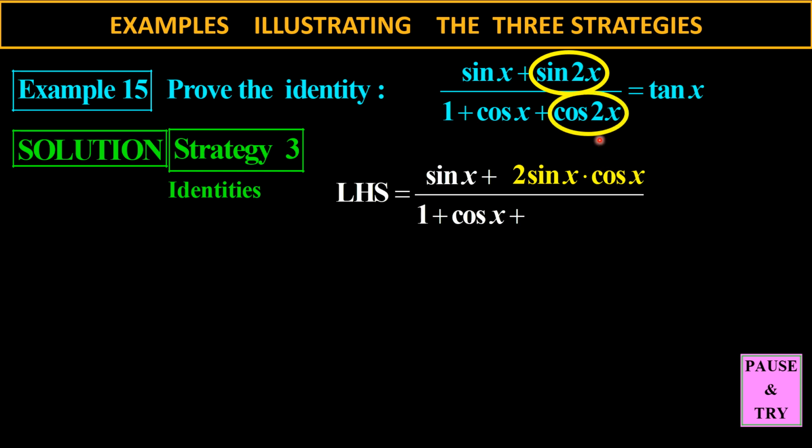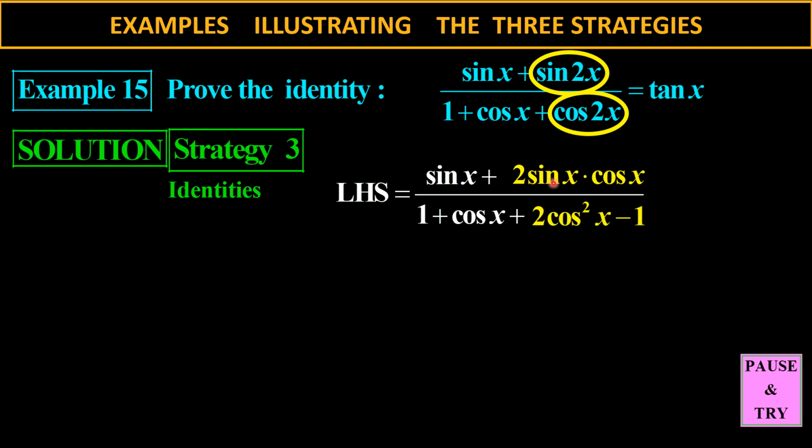Now, you recall with cos of 2x, there are 3 options to use there. You can use cos squared x minus sine squared x, or you can use 2 cos squared x minus 1, or 1 minus 2 sine squared x. Which one? Now, if you look at the denominator, we already have a cosine. So it would be better to change this to another cosine in terms of cosine there. So we're going to replace the cos of 2x with 2 cos squared x minus 1.